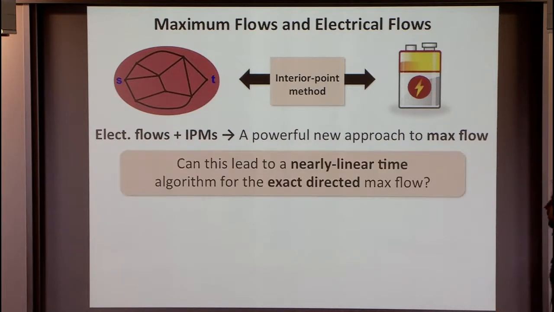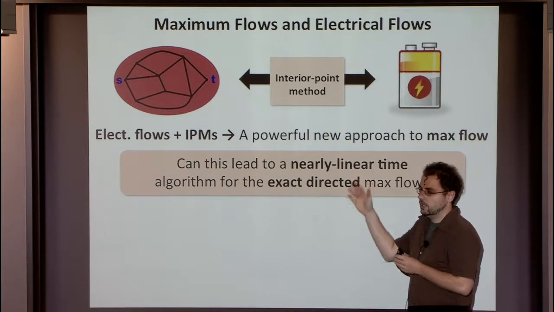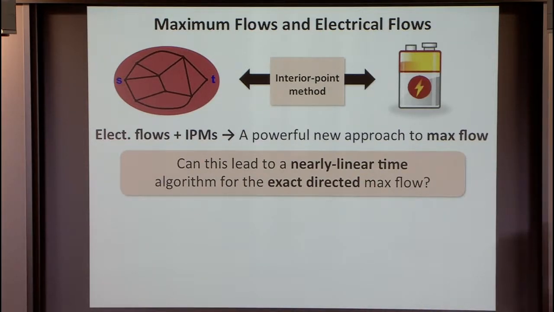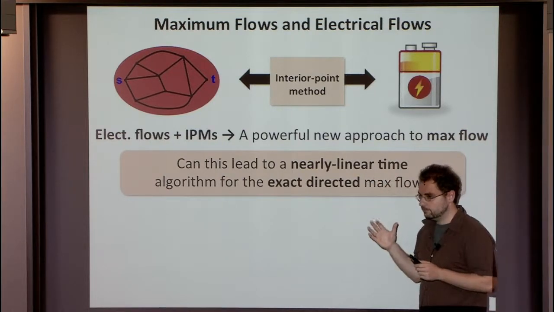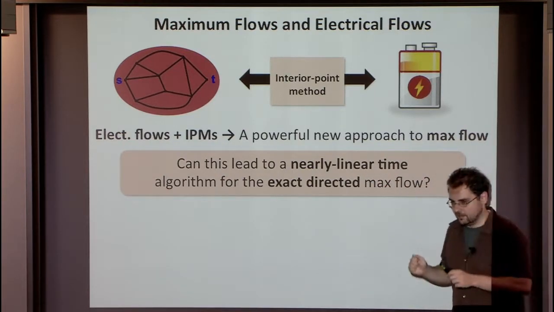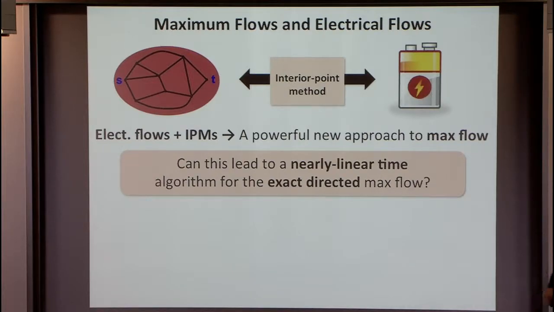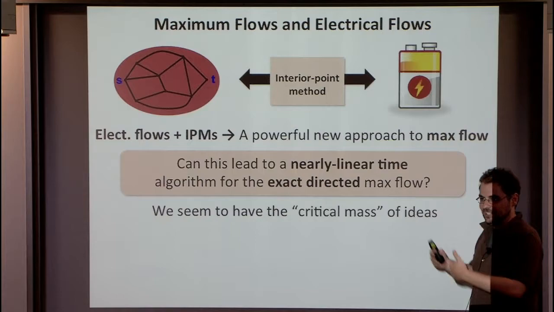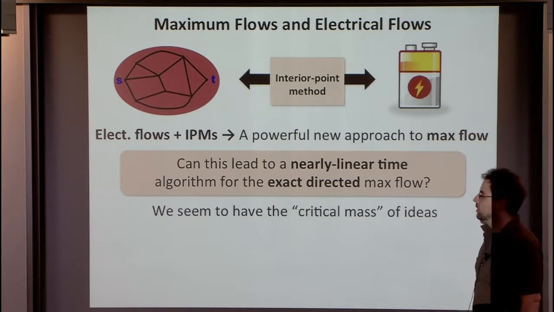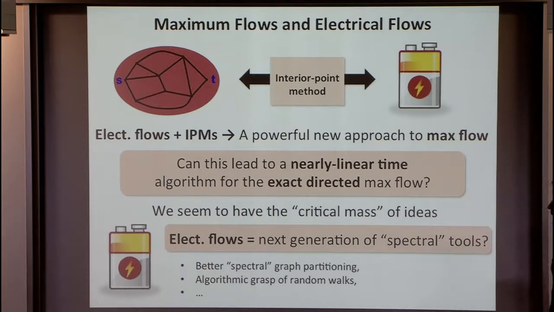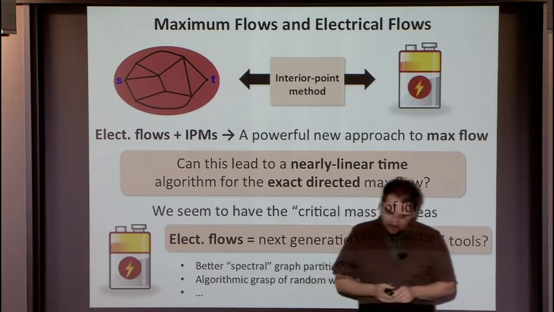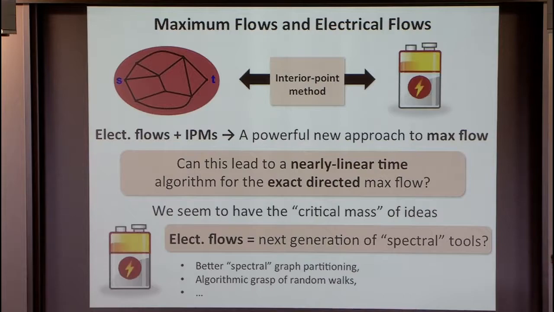It actually makes progress on things that we wanted to make progress on, and of course the question is, can we go all the way? Can we get an exact directed max flow solved in linear time? My bet is yes, and I really think that we have the critical mass of ideas, but it's not there yet. But I think we are really converging, and I also want to reiterate this point that I think is important to keep in mind during this semester.